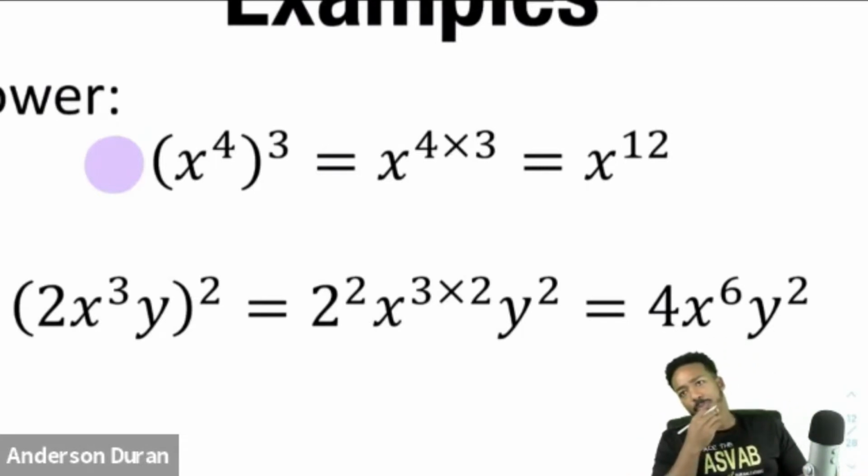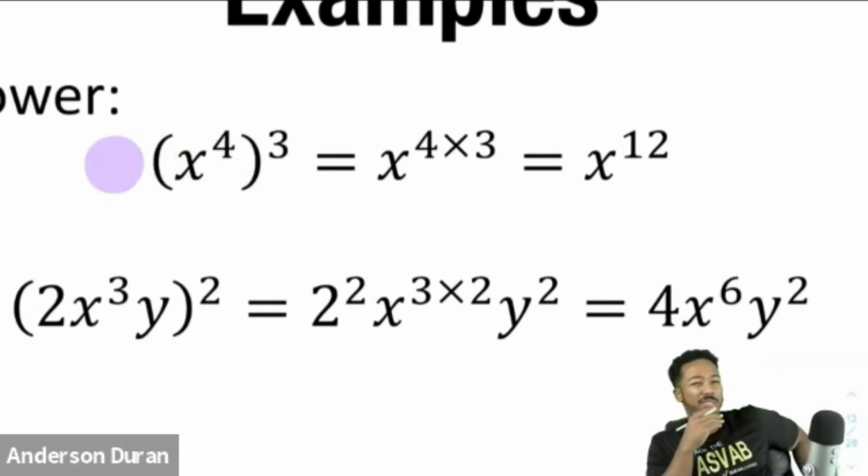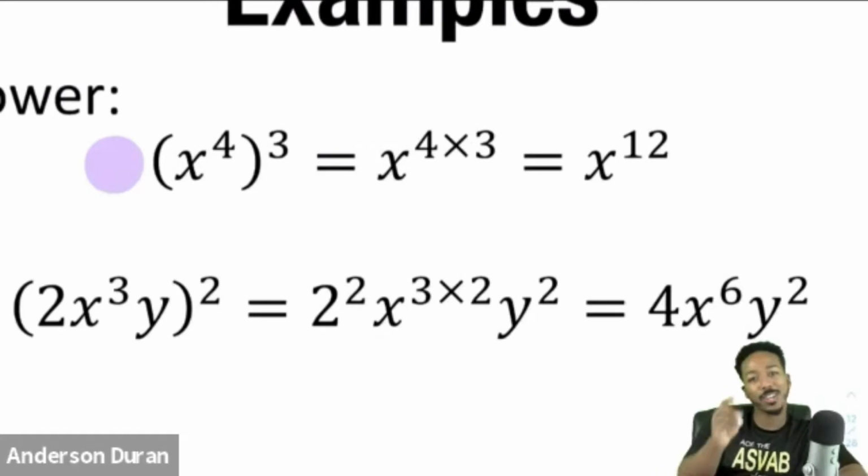Everybody, the 3 here means we're going to multiply x to the power of 4 by itself how many times? What does that 3 mean? Look at that chat box. I don't think people are lying here. 3, 3, 3. Yes. So watch this. Let me show you exactly why this works.